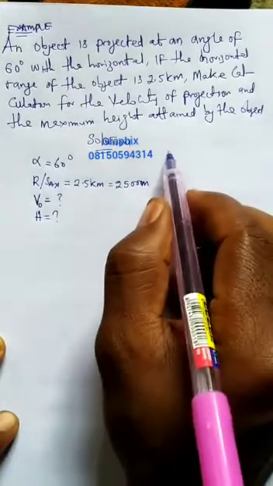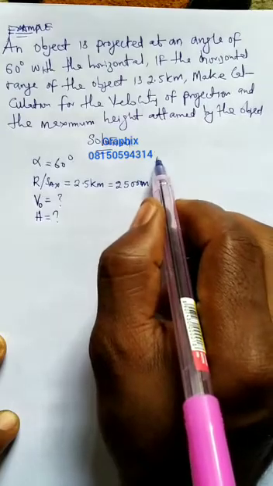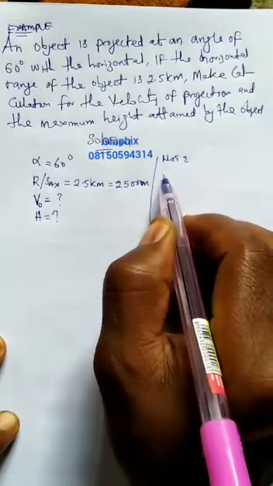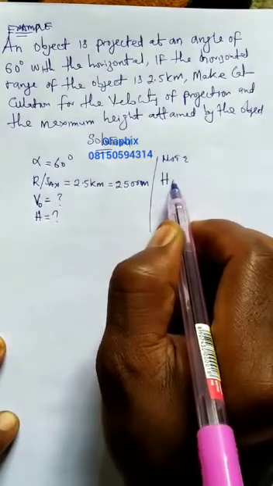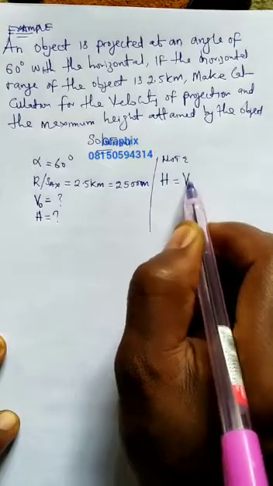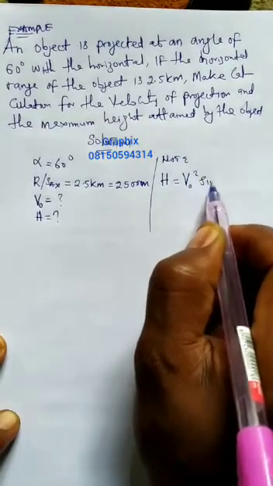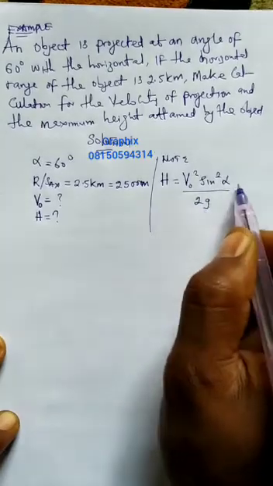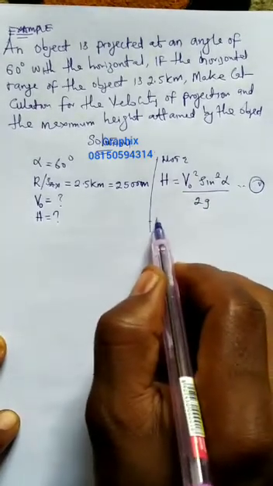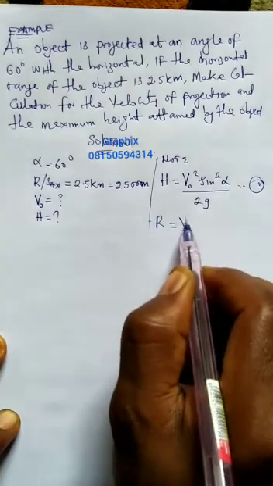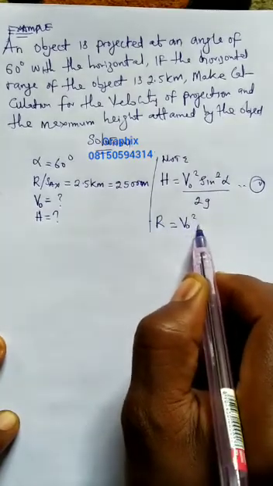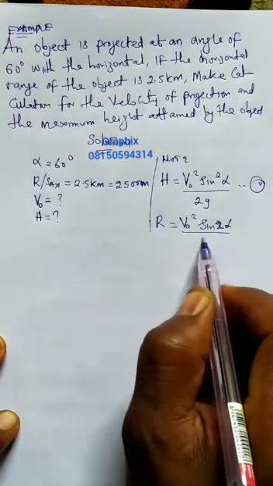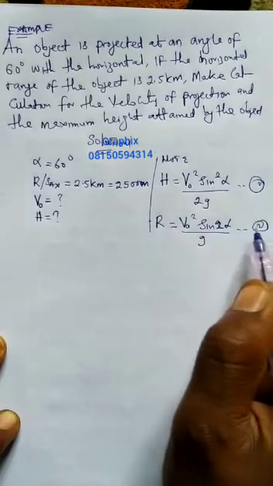So one thing I want you to know at the back of your mind are these formulas. Note that our height is given as V0 squared sine squared alpha over 2g, that is 1. Also, our range is given as V0 squared sine 2 alpha all over g, that is 2.